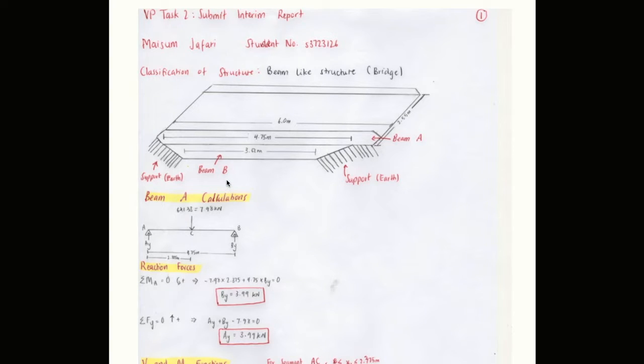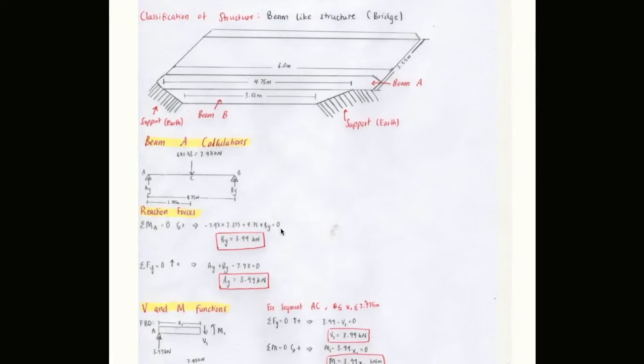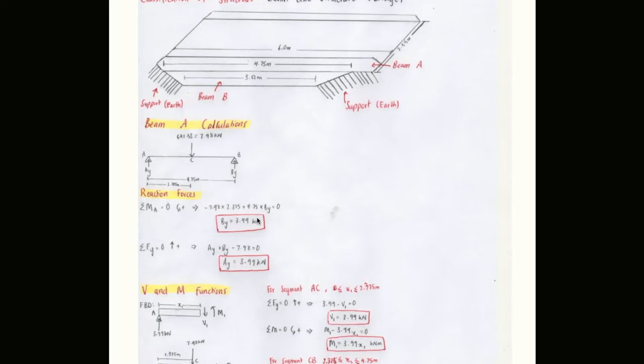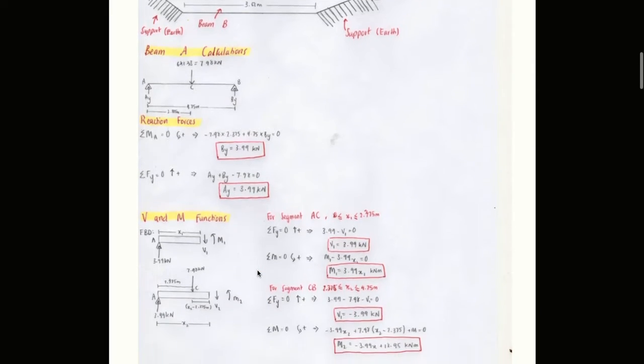Beam A had a point load that was equivalent to the last number of our student IDs multiplied by 1.33. Hence, I had a point load of 7.98 kilonewtons at the center of the beam. I first calculated the reaction forces, then the internal forces to find the shear force and bending moment functions.